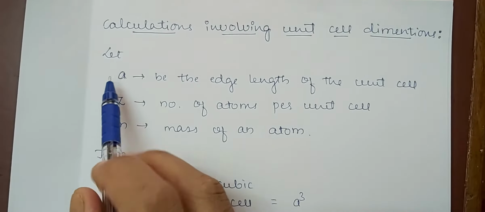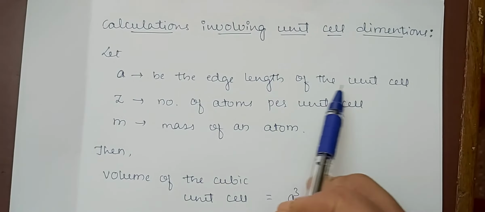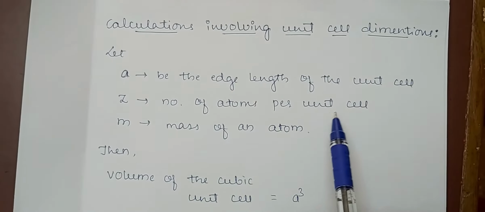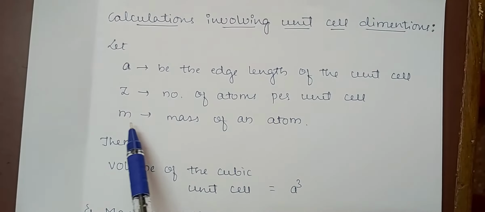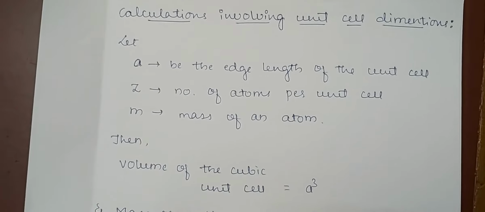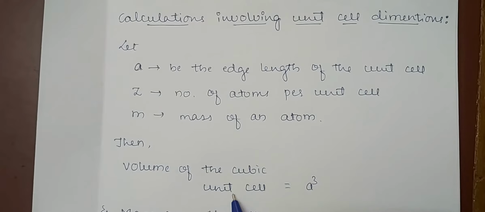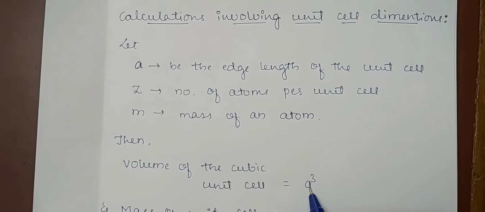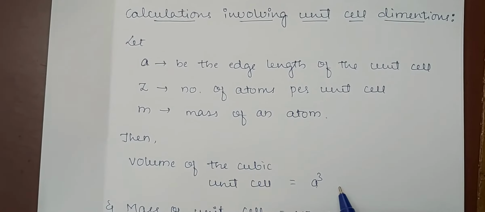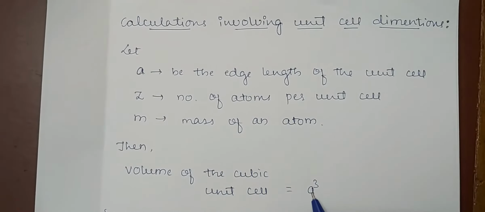For that, let me consider this. Let A be the edge length of the unit cell and Z, it is the number of atoms per unit cell, and M be the mass of an atom. Then we know that density is mass by volume. Therefore, volume of the cubic unit cell is equal to A cube. It is length into height into breadth, and each length is A. So it is A into A into A, means it is A cube.